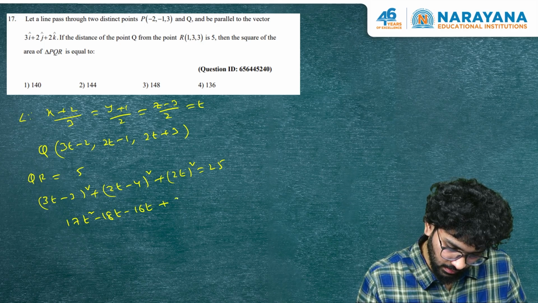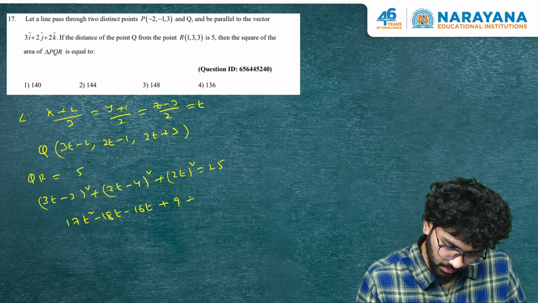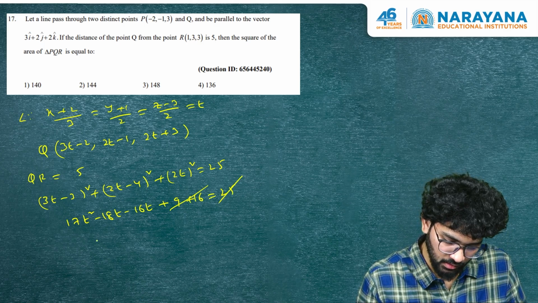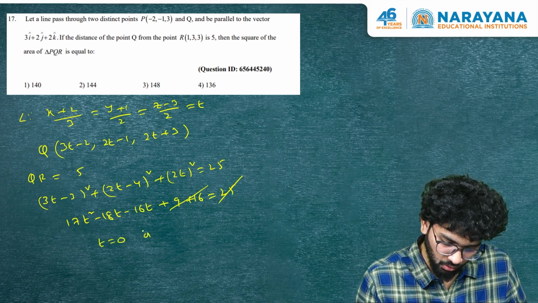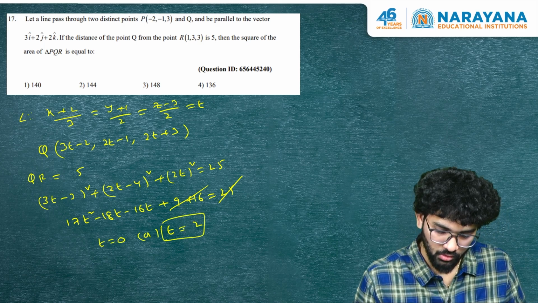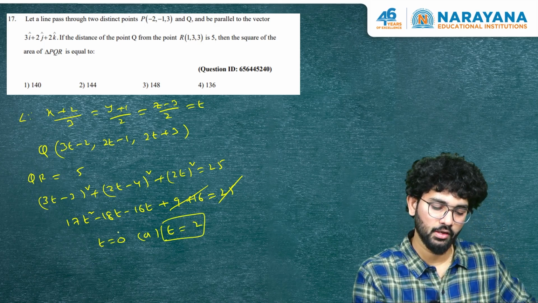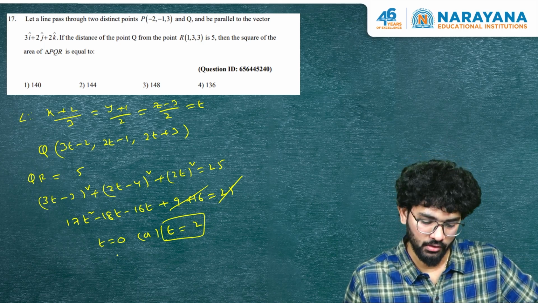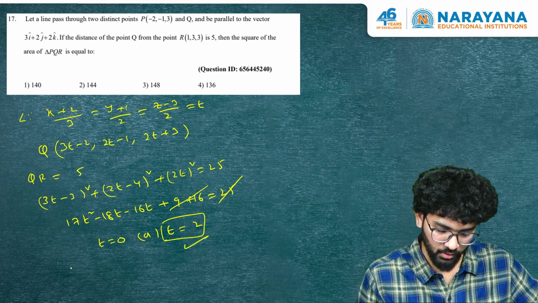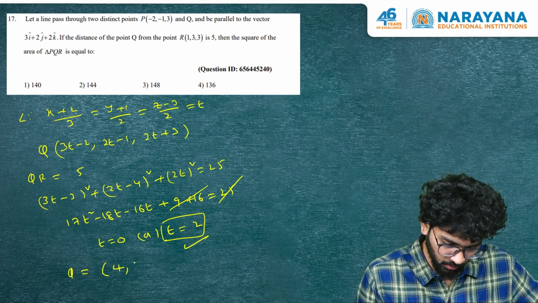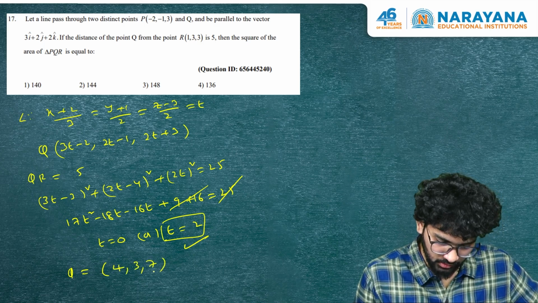here 9 plus 16 equals 25. This 25 and this 25 will cancel, which means t equals 0 or t is equal to 34 by 17, which is 2. If you take t equal to 0, you will get point P again, but we want a different point from P. So we have to take t equal to 2, which means point Q will be 4 comma 3 comma 7.